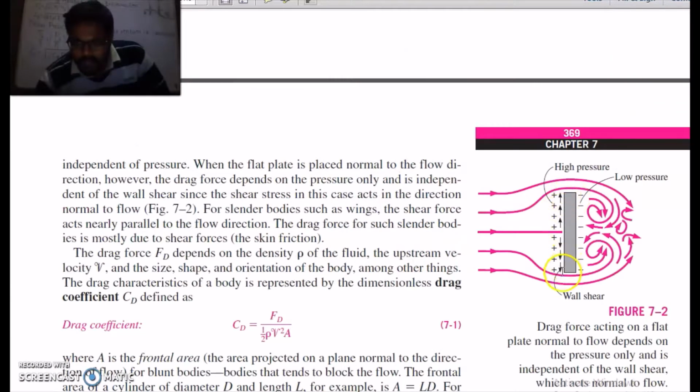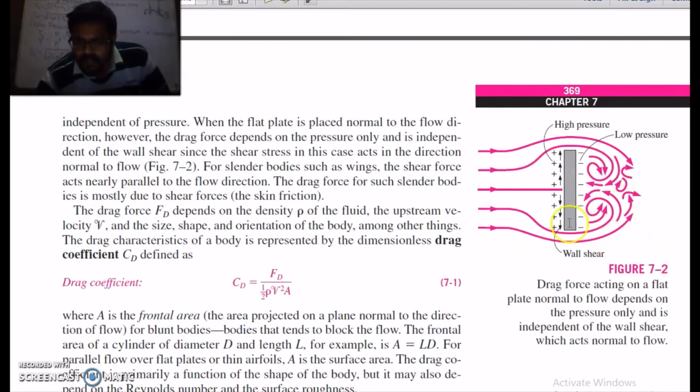Now, when a plate is placed normal to the flow direction, the drag force depends on pressure only and is independent of the wall shear stress, since the shear stress in this case acts in the direction normal to the flow. For slender bodies such as wings, the shear force acts nearly parallel to the flow direction. The drag force for such slender bodies is mostly due to shear forces, skin friction. In the first case, the drag force acting on a flat plate normal to the flow direction depends on pressure.